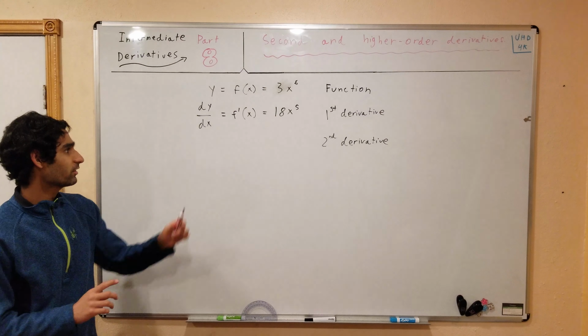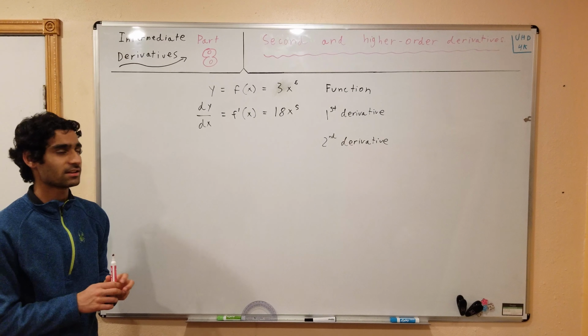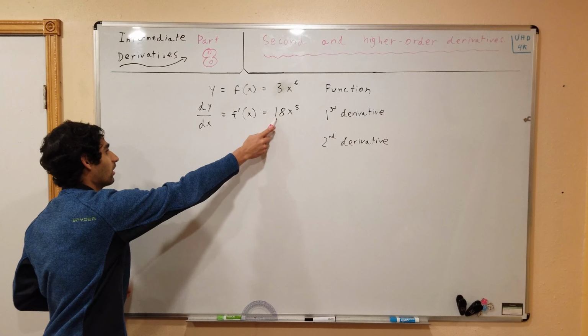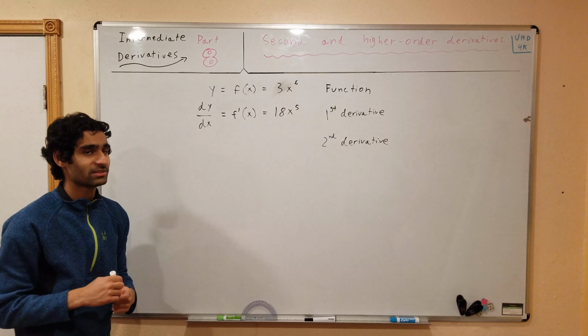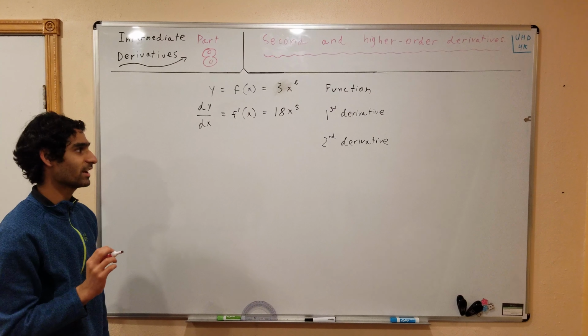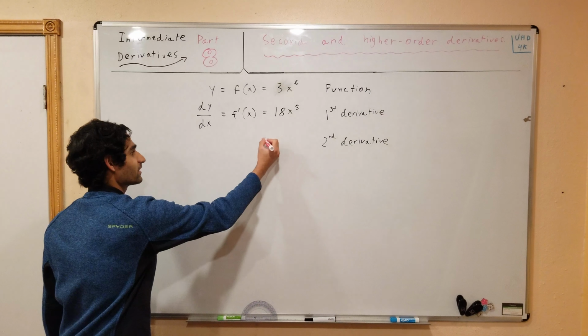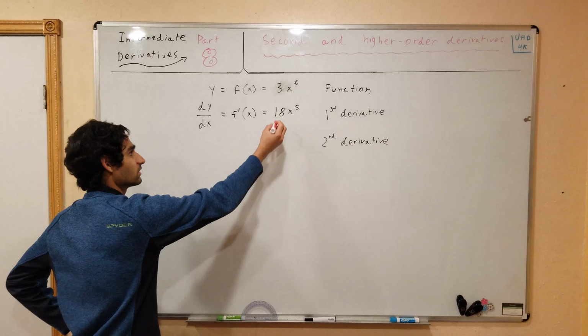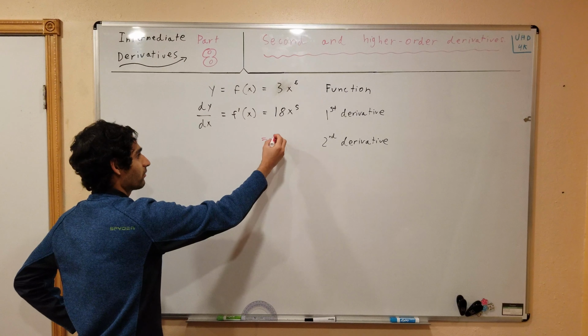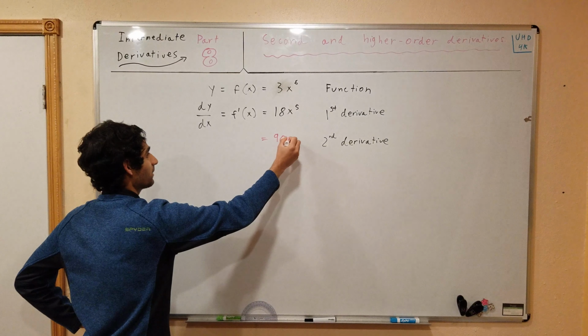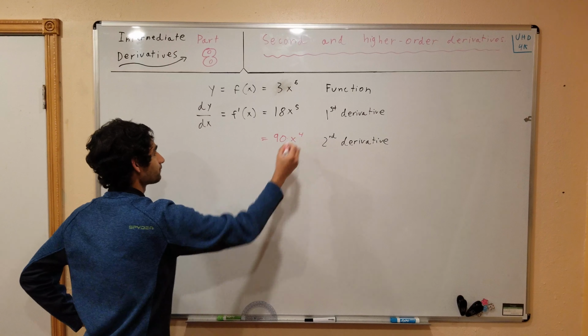But the first derivative is not the only derivative we can take. What if we want to take the derivative of the derivative? So we want to take the derivative of 18 times x to the power of 5 in this case. Well, there is a term for that. It's called the second derivative. And we're just going to take it now. So this is just going to be 18 times 5 times x to the power of 4. So it's going to be 90 times x to the power of 4.